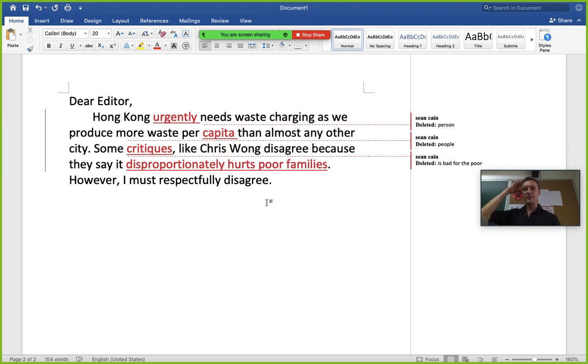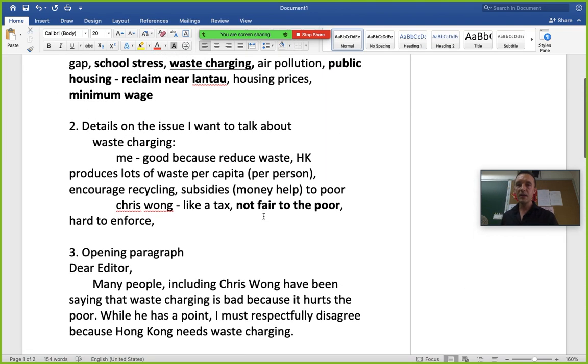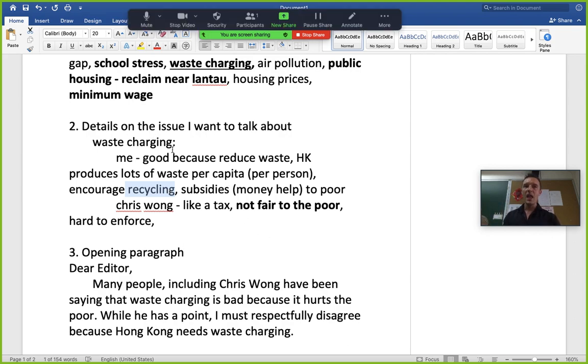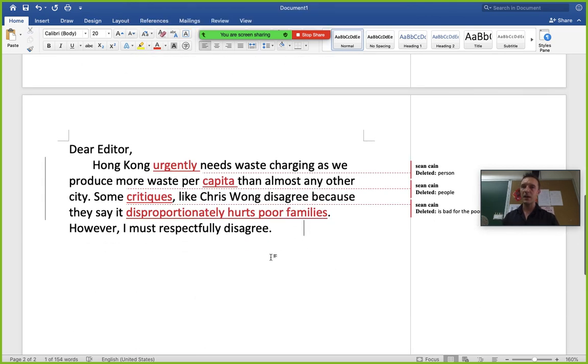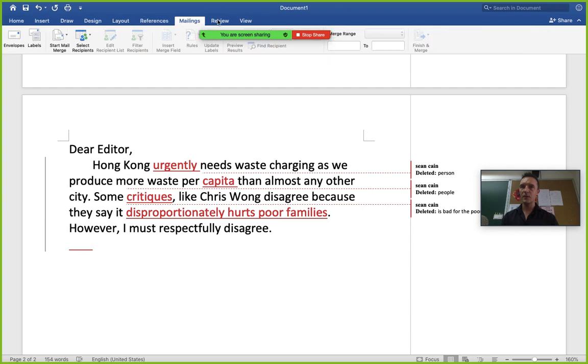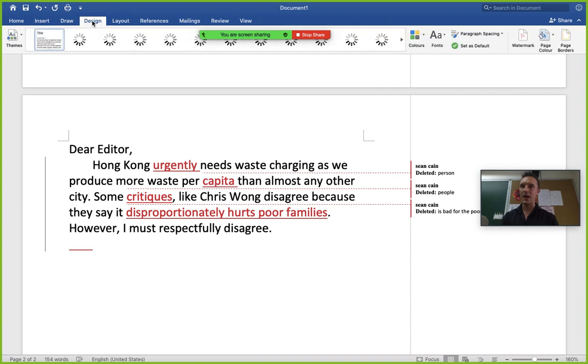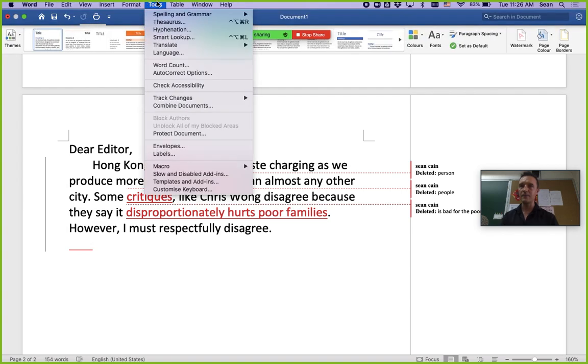I must respectfully disagree. So here, like a good word I used before was subsidies. Recycling. This is when we're brainstorming, this is where I could try to think of the words that I'm going to use. However, I must respectfully disagree. Okay, so I just made the opening paragraph better. I feel good about it now.